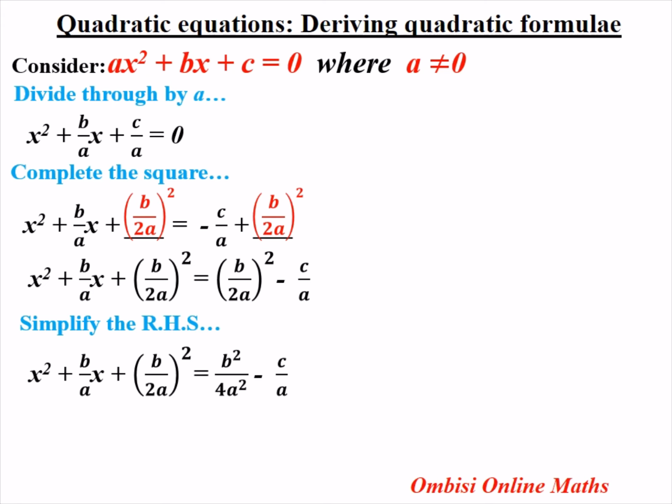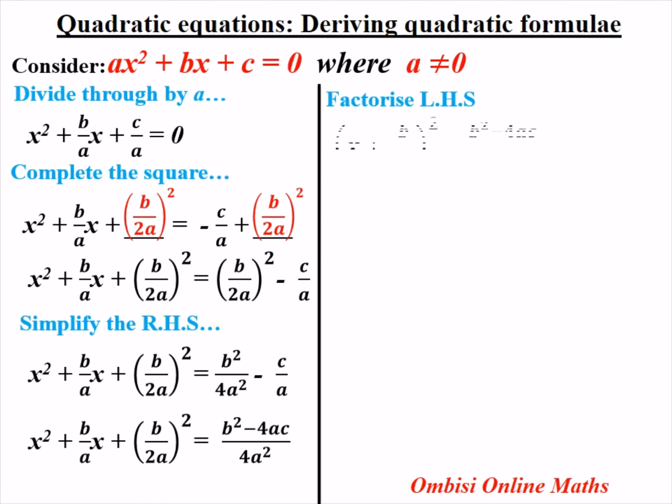Now, for 4a squared and a, the LCM is 4a squared. So we have b squared minus 4ac over 4a squared. So we've solved the right hand side, and we come and factorize the left hand side. In the completing the square method, the left hand side is a perfect square. So for x squared, you take x, then for b over a, the coefficient of x, you take half of it. So you have x plus b over 2a, all squared, and this equals b squared minus 4ac over 4a squared.